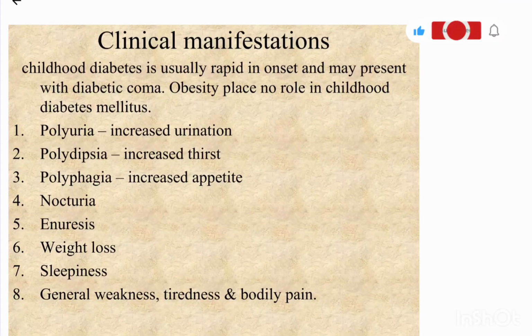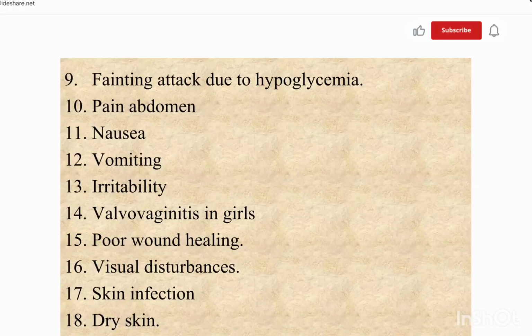Next, we'll see about the clinical manifestations. Childhood diabetes is usually rapid in onset and may present with diabetic coma. Obesity plays no role in childhood diabetes mellitus. The main clinical manifestations are polyuria, which means increased urination, polydipsia, which means increased thirst, polyphagia, which means increased appetite, nocturia, enuresis, weight loss, sleepiness, general weakness, tiredness, and bodily pain.